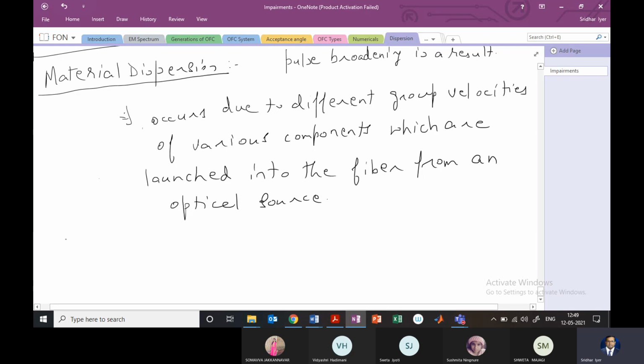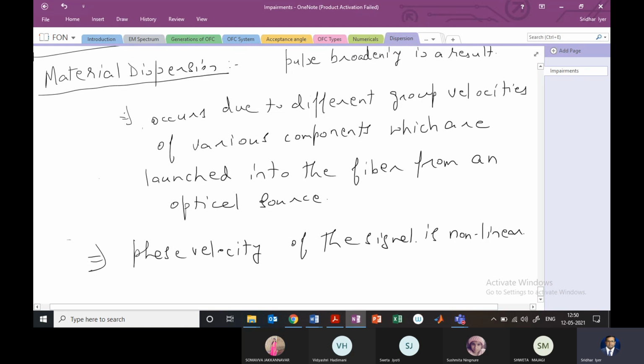Another reason why this occurs is because the phase velocity of the signal is non-linear. This basically means that because the fiber is a non-linear channel, the velocity of these components also becomes non-linear. So we don't know when it is going to decrease, when it is going to increase, right?